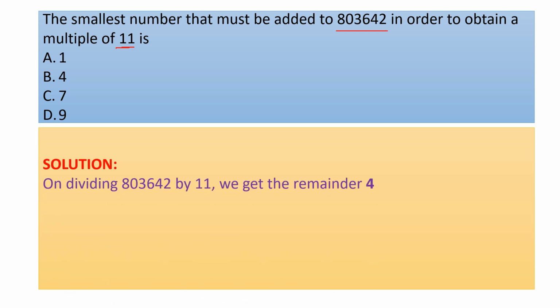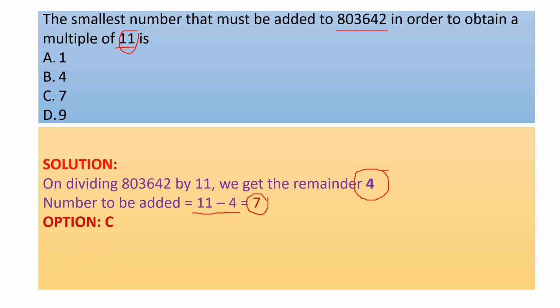So for that, first we are dividing this 803642 by 11. On dividing this, we are getting the remainder as 4. So to find the smallest number that should be added, we have to subtract 4 from 11. On subtracting, like the divisibility value and the remainder, here in the case of 11 and 4, we are getting 7. So option C is the correct answer. 7 is the smallest number that should be added to the given number, which is 803642, so that the given number is divisible by 11.